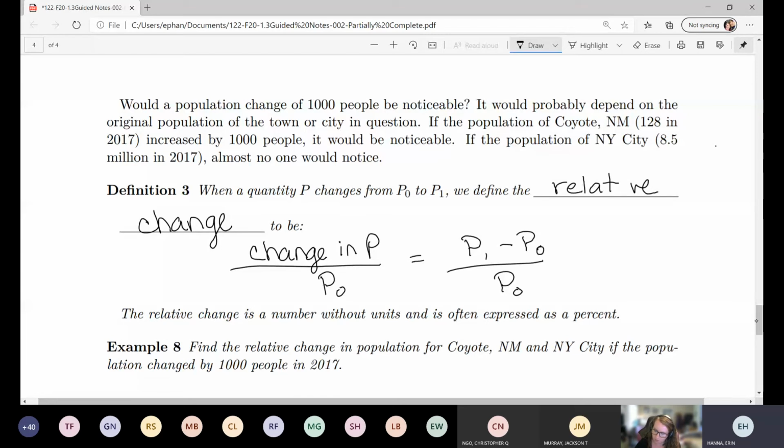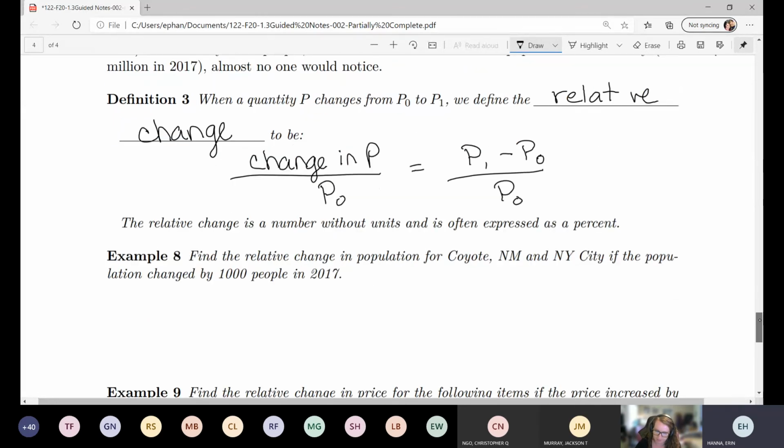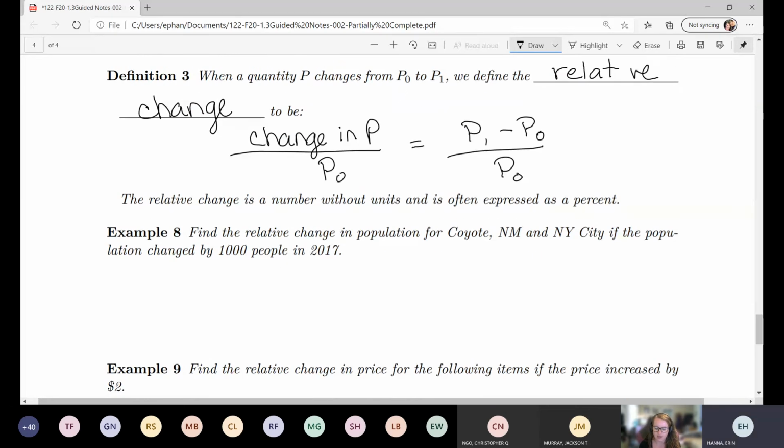Now, the relative change is a number without units. So the nice thing is that you don't have to worry about units for relative change. It's also usually changed to a percent at the end. So you calculate it as a decimal and then you change it over to a percent usually. So let's say we wanted to find the relative change in the population for Coyote, New Mexico, and then New York City if the population changed by 1,000 people in 2017.